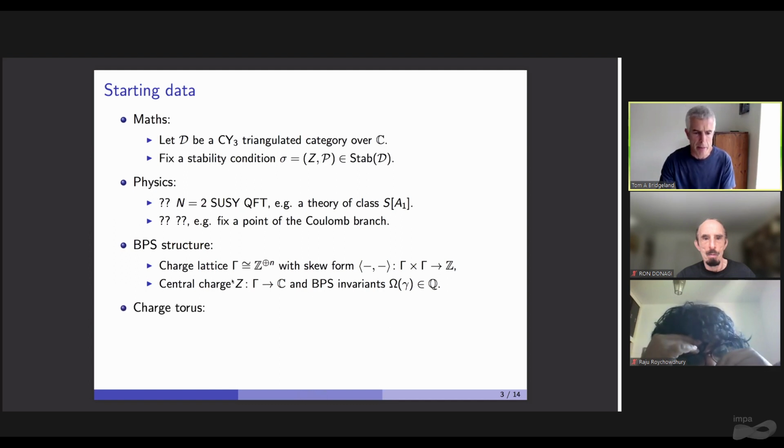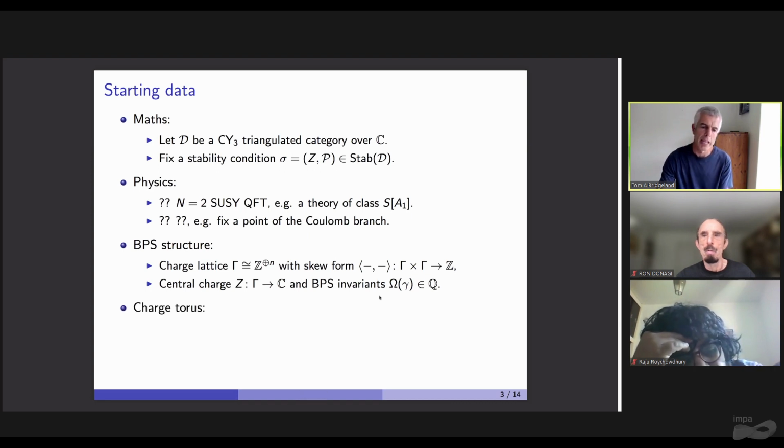I should say that from a mathematical point of view, this is some quotient of the Grothendieck group of the category. This is something called the Euler form. This central charge is part of the data of a stability condition. And these BPS invariants are the DT invariants.